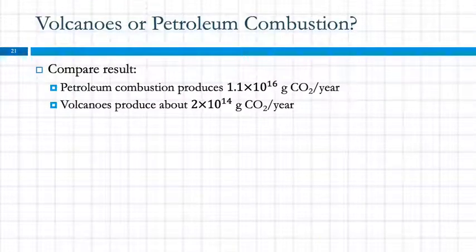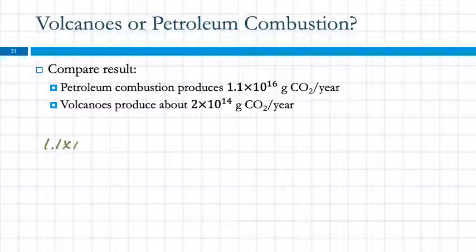So let's compare the results here. So we just calculated that petroleum combustion produces about 1.1 times 10 to the 16th grams of CO2 per year. And for all the approximations that we've made, 2 significant figures is probably pretty reasonable. Volcanoes produce about 2 times 10 to the 14th grams of CO2 per year. So volcanoes don't produce as much. How can we make a meaningful comparison here? Well, maybe find out how many times bigger the one is than the other.